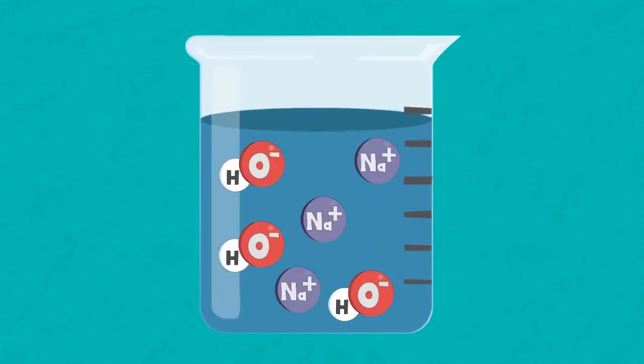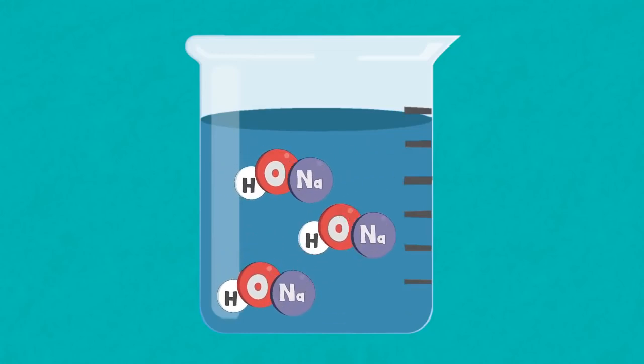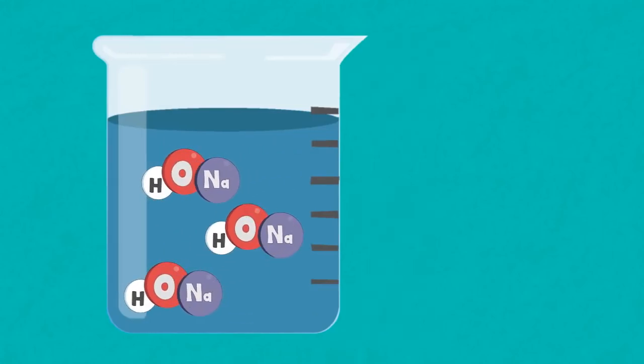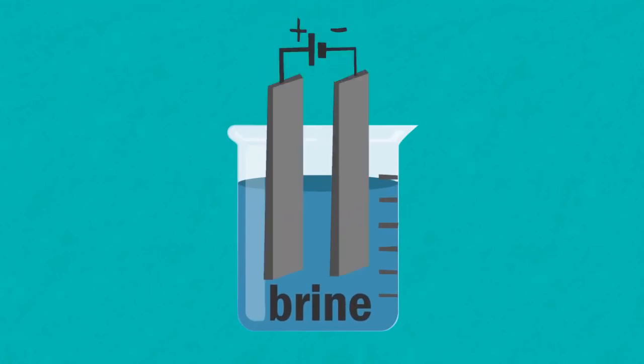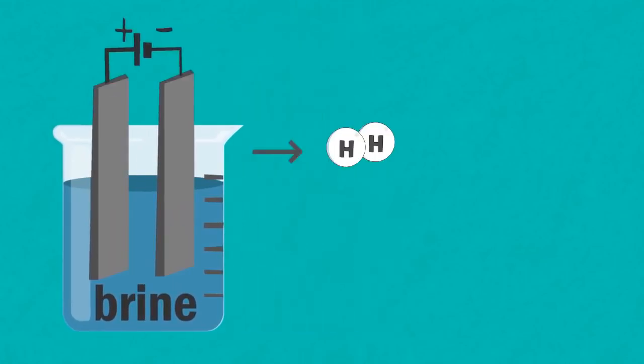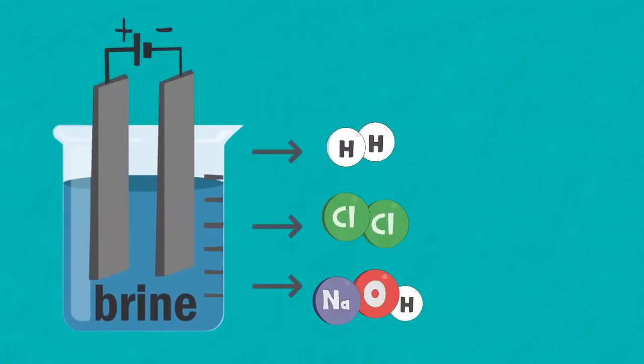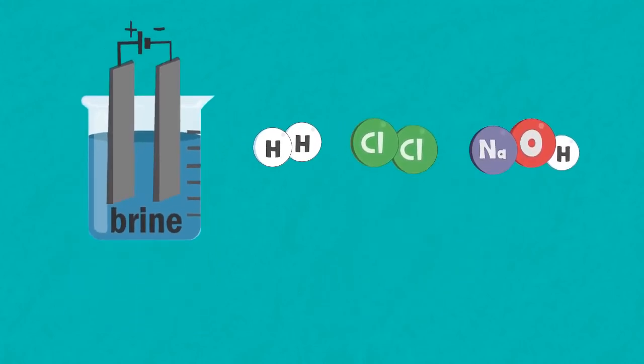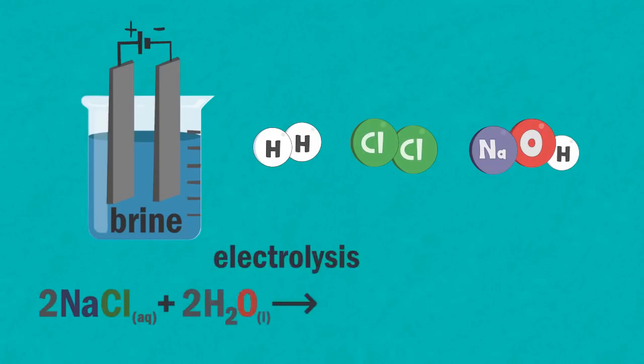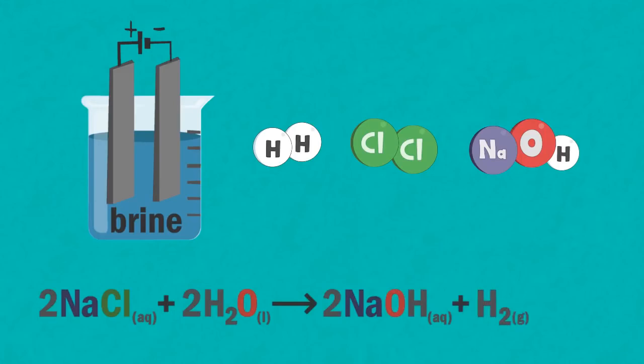The ions left in the solution are the positive sodium ions and the negative hydroxide ions, which combine to form sodium hydroxide. Overall, the electrolysis of brine has produced hydrogen, chlorine and sodium hydroxide, and so we can write a summary equation. Concentrated sodium chloride solution plus water, when electrolyzed, gives sodium hydroxide solution, hydrogen gas and chlorine gas.